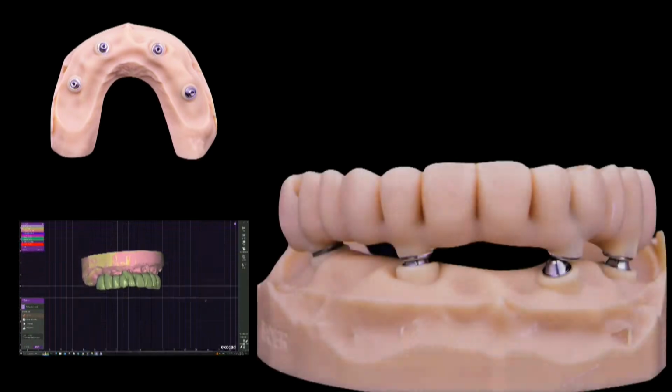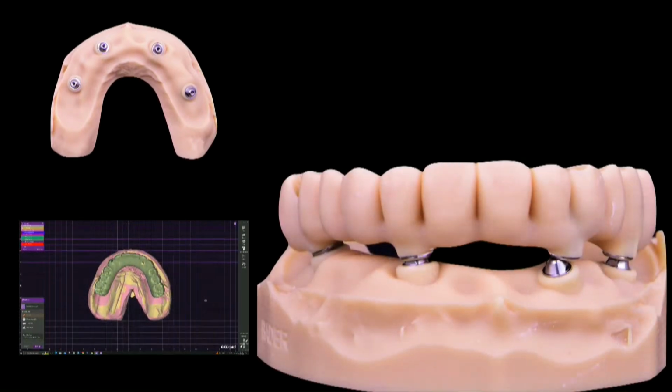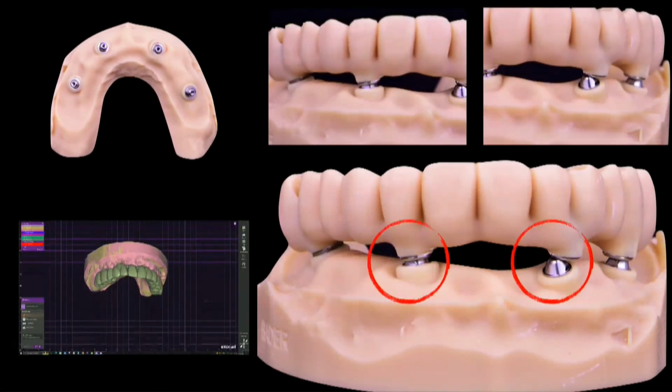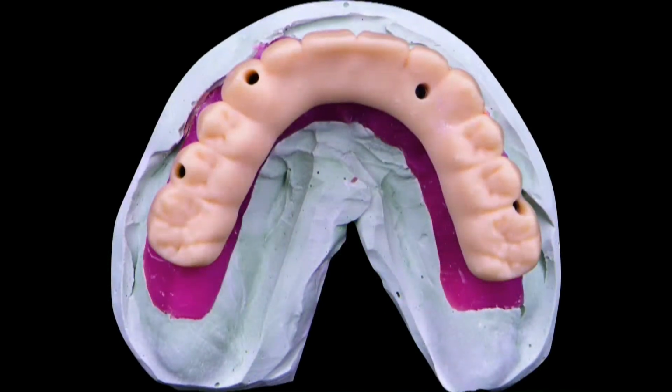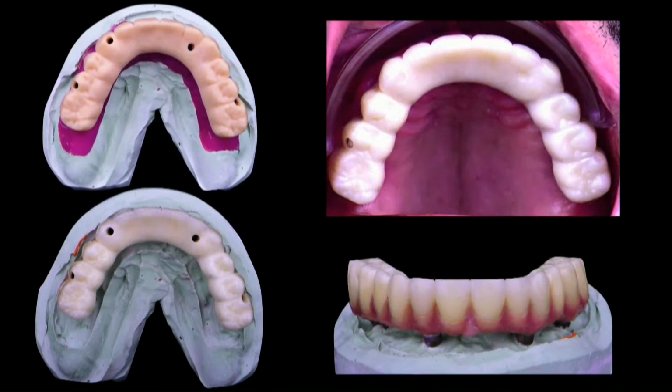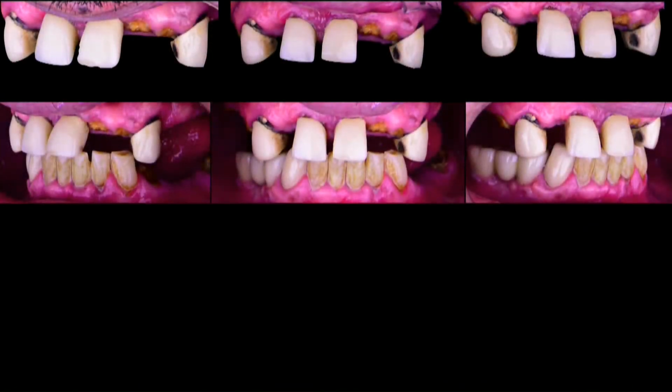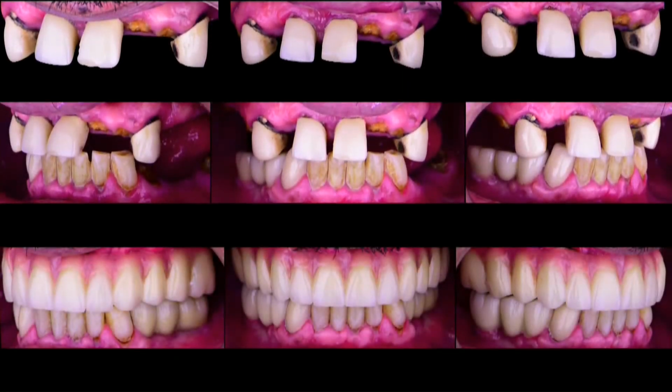Now, even with using the same prototype that I used, we still don't have a well-seated or well-adapted prototype. And as you can see, we have major inaccuracies and distortions. So luckily, we had the master cast to work with, and I kind of finished up the case, and the patient was very happy. Before and after images.